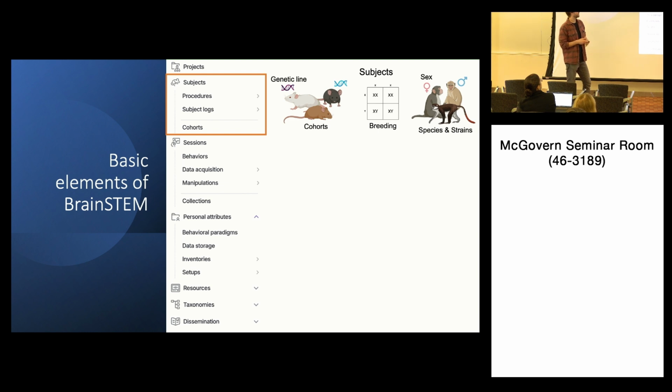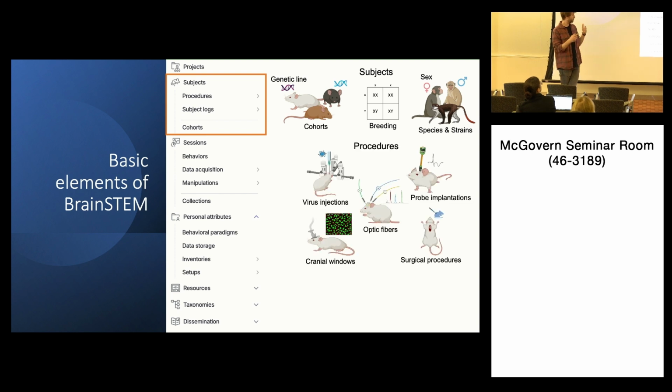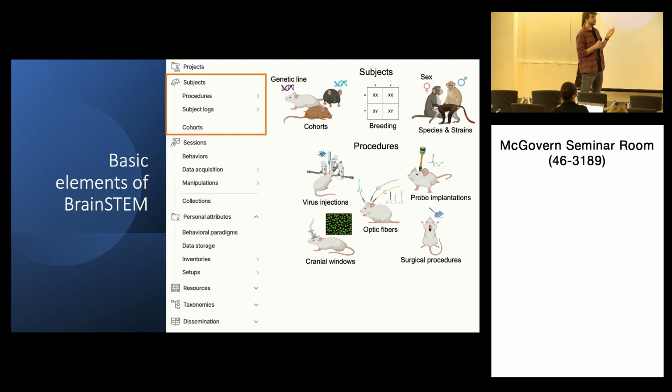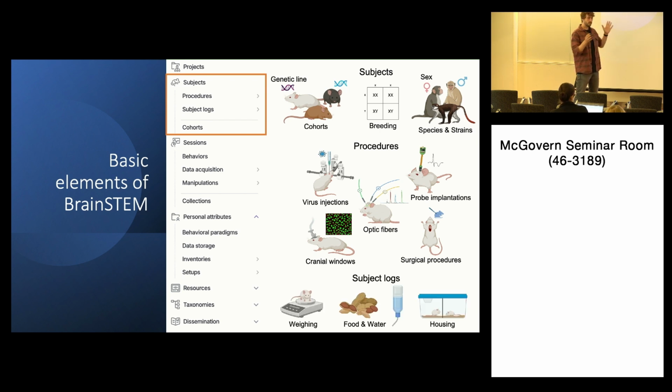Subjects are described by things like the genetic line, cohorts, any breeding you're doing, species and strains, and the sex of the animals. There are also free text fields, but then anything you do on your subjects, what we call procedures, has its own thing. And these are standardized, as I mentioned before, for example virus injections. Here the fields are how much virus you're injecting, how fast you're doing it, what kind of profile you're using. It's also implantations, optic fibers, training windows, and surgical procedures, just to mention some. And these can be expanded.